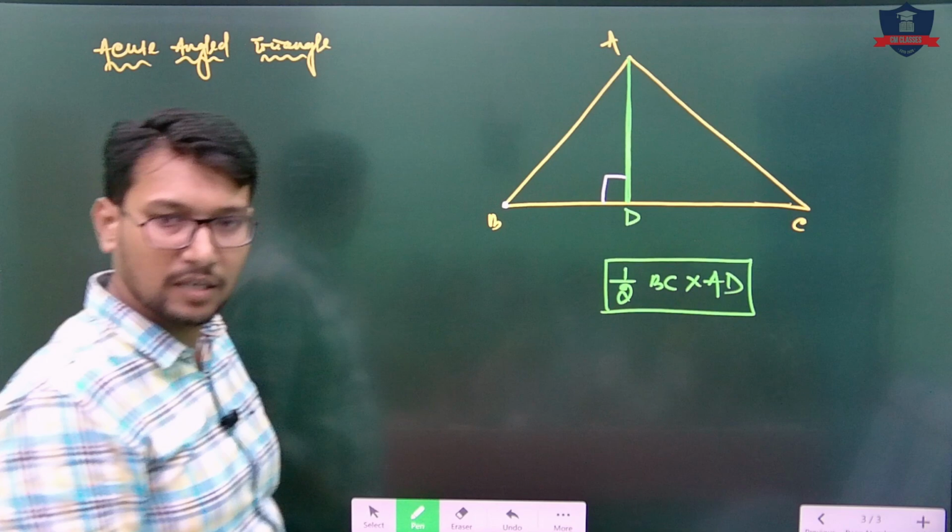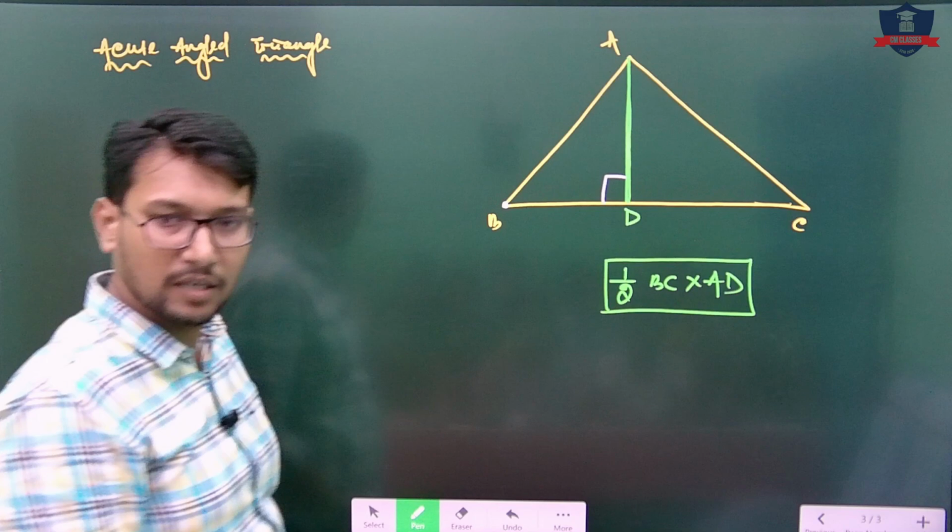Let us call this BX. What is BX? Perpendicular to BC or BD. So this angle is how much? Right angle. Got it, everyone? Now we are also going to draw another perpendicular at point A to BX. To BX means this one. Clear?